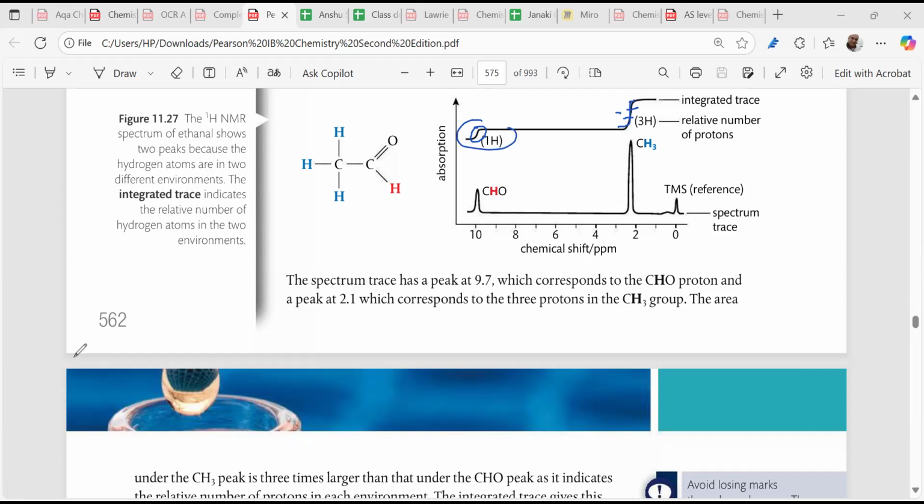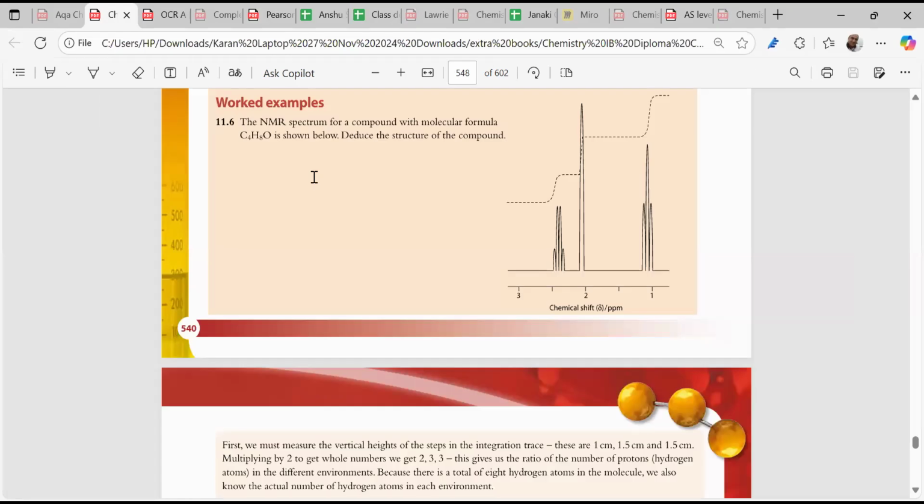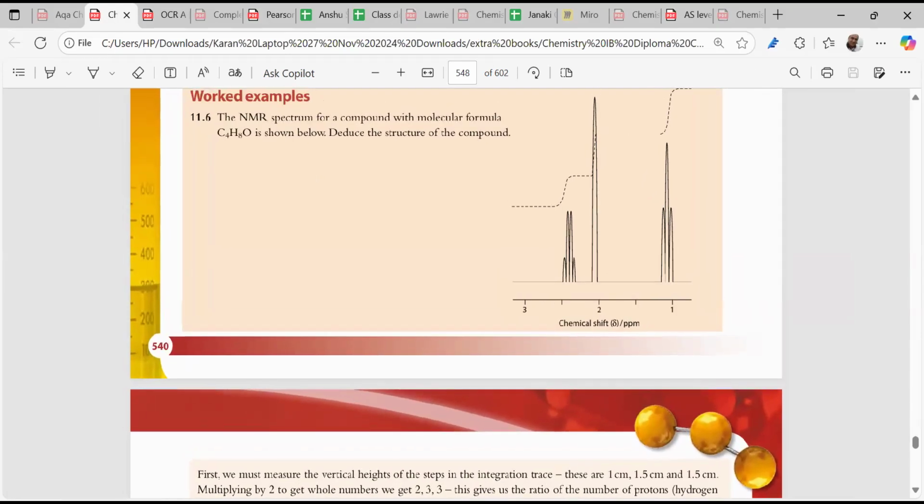Fine. Now see the worked example which is there. See how to do the worked example. They're telling you that the NMR spectrum is for a compound with the molecular formula C4H8O. Is it clear?